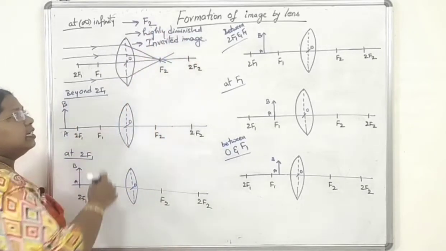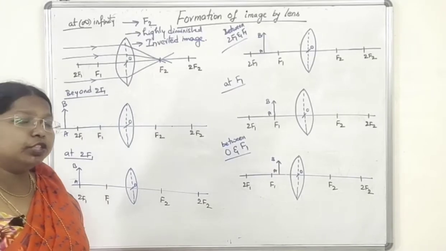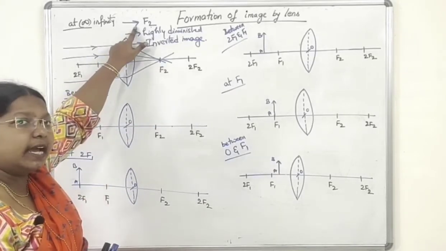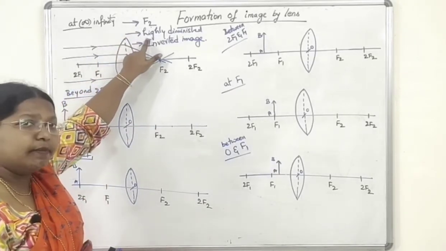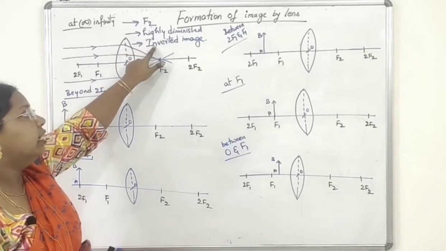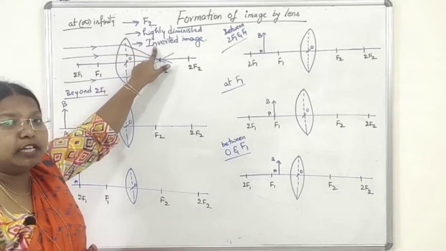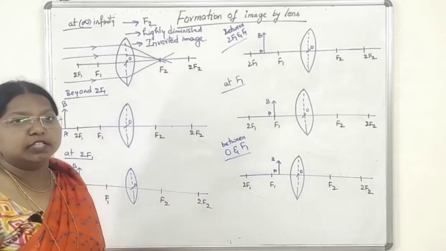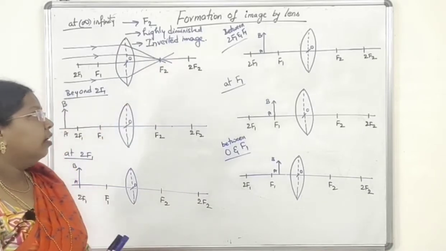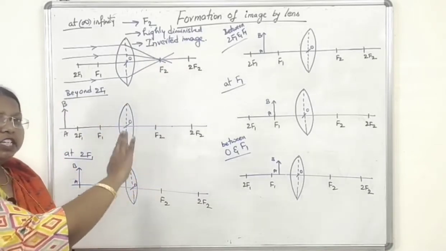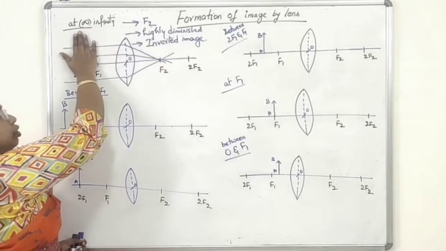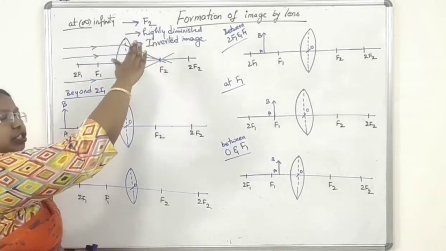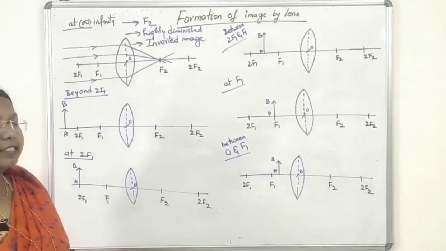So these are the properties of the image. I am telling the position of the image at F2, size of the image highly diminished, and nature inverted image. Is it clear? Right. So we'll talk about the applications later. First, let us talk about the position of object and image, position, nature, and size.